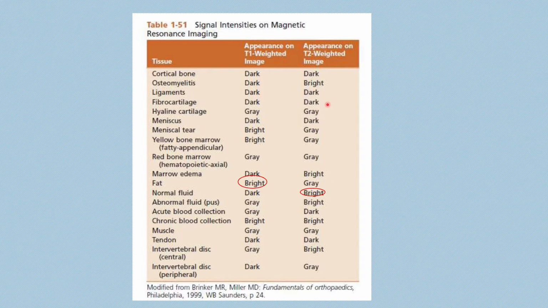So signal intensities in MRI, as you can see, fat is bright in both T1 and T2, and fluid or water appears dark in T1 and bright in T2. Now let's go on to some MRI pictures to have a look at both the T1 and T2 images.